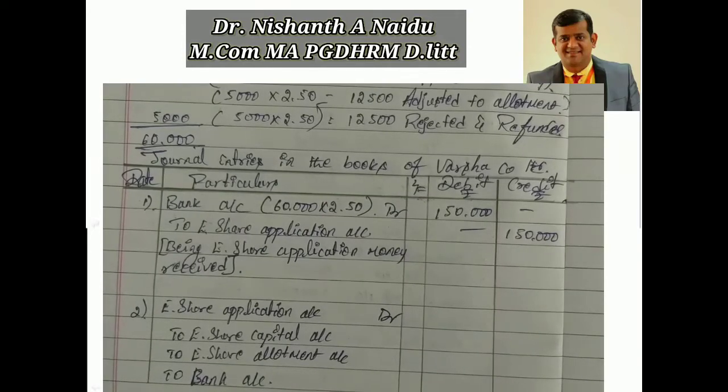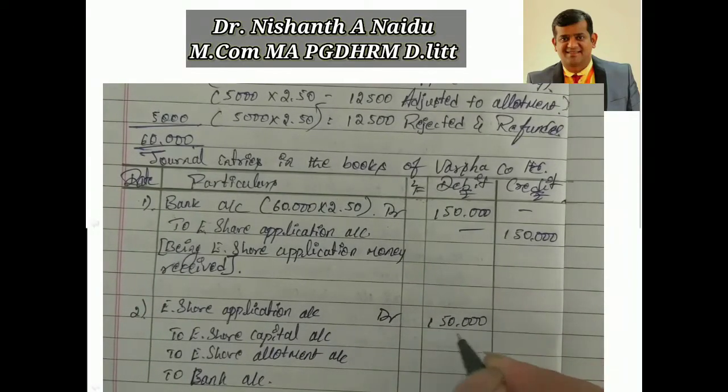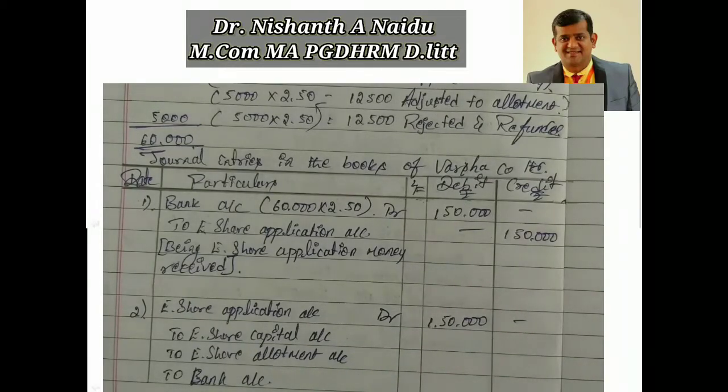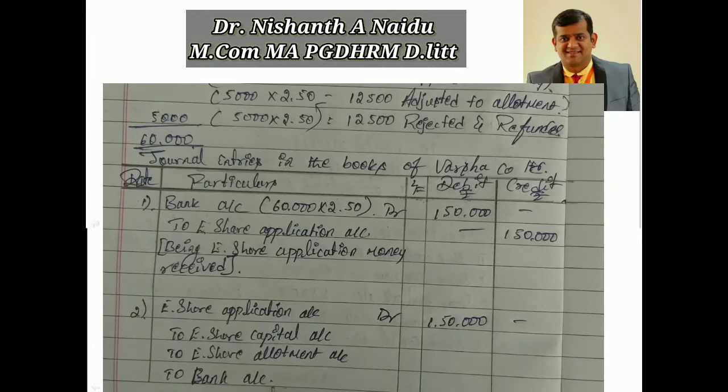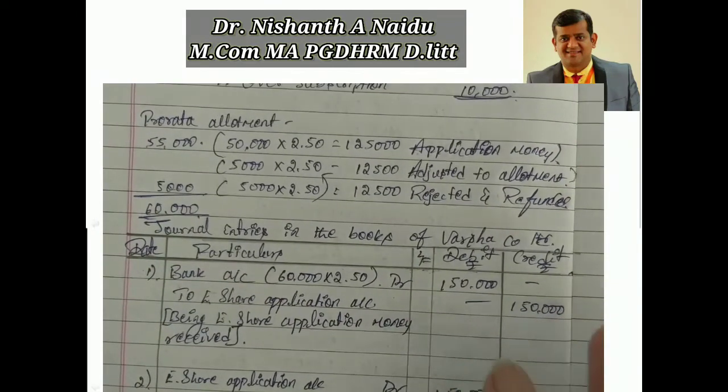So this is the prorata adjustment. Whatever I have done, you have to reflect here. Out of 1,50,000, how much is for share capital, how much for allotment, how much is rejected and refunded, it should be shown in the bank account. So that we have done in the prorata allotment.